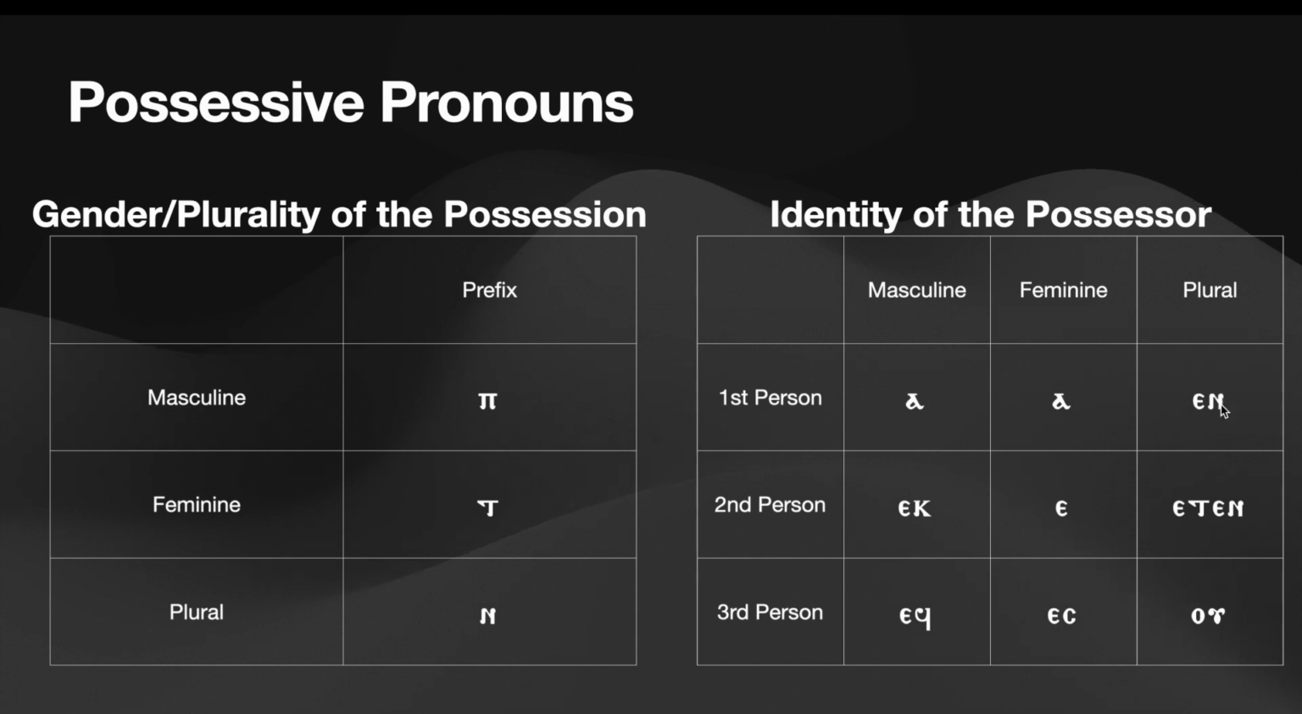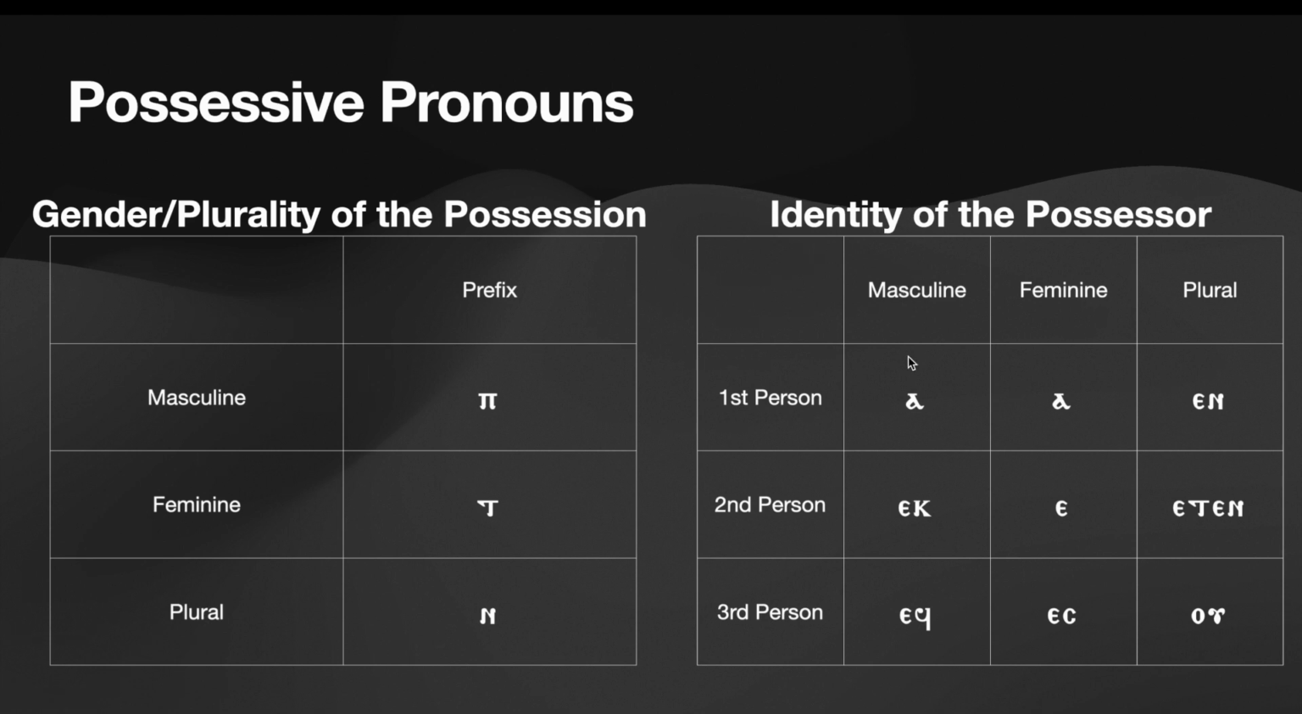And then plural, this is the one that changes, and that would be "our." It's still talking about a masculine thing. Instead of ba, like for masculine and feminine, it would be bin. Easy enough. And then here, ek, for second person masculine, you're talking to a guy. So when you're talking to a guy, this would be "your."